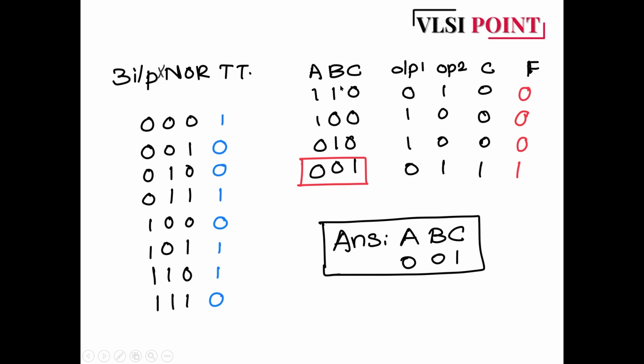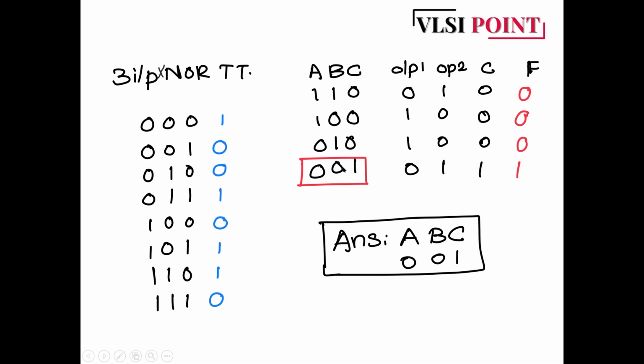So if A, B, C are 1, 1, 0, we have OP1, which is XOR of A and B. XOR of 1 and 1 is 0, so OP1 will be 0. Similarly OP2 is XNOR of A and B, so for 1 and 1 it is 1. And C is as it is. If we see 0, 1, 0 as the 3 inputs to the XNOR, you will find the output is 0, so our F output is 0. Similarly, we can do for 1 0 0, 0 1 0 and 0 0 1.